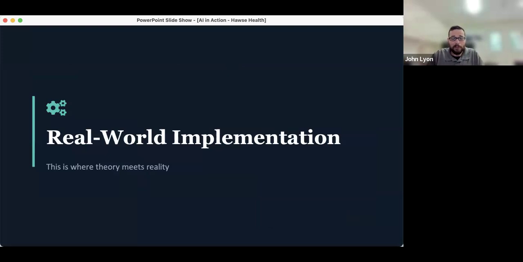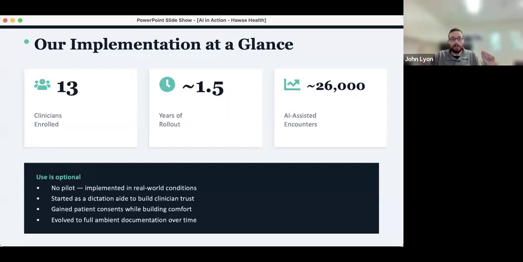So now we'll move into the actual implementation that we had. This is where the clean version of the idea meets the actual clinical workflows, patient conversations, staff anxiety, technology limitations, and all of the messy middle of any sort of organizational change. A lot of AI conversations stay abstract. Our experience wasn't abstract. It involved real clinicians, real patients, real documentation requirements, and most importantly, real operational constraints.